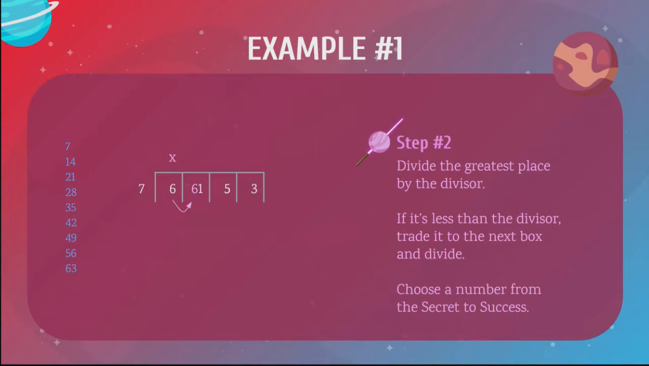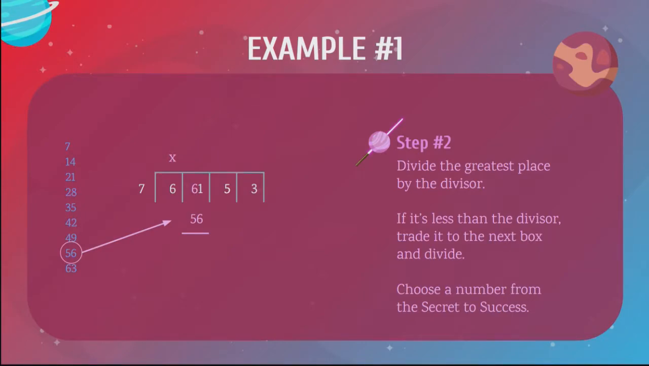Now we're going to choose a number from the secret to success. So we need something that comes closest to 61. We can't go over because we're going to subtract. 63 is too big. Let's go with 56. That's the number that we're going to subtract.